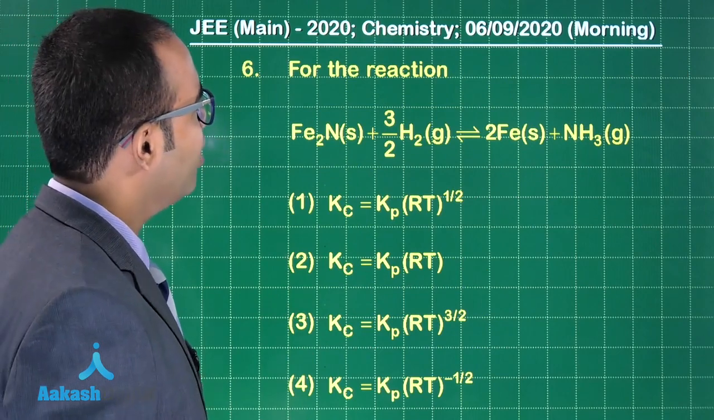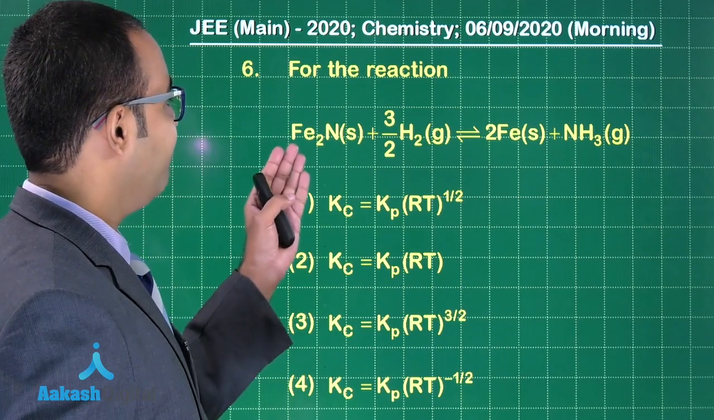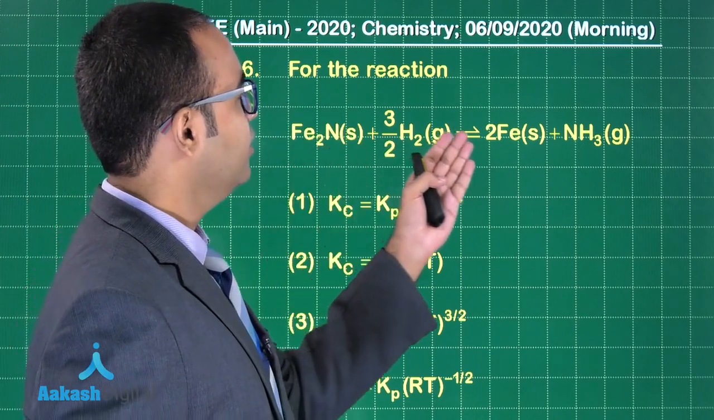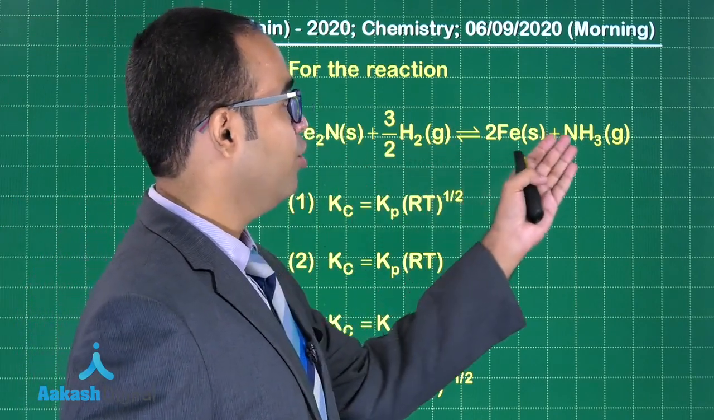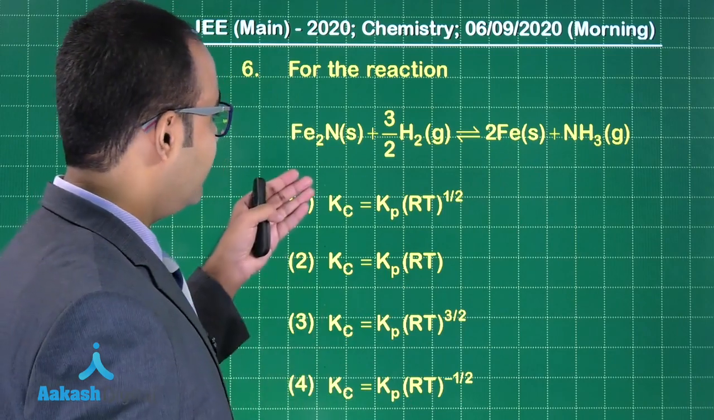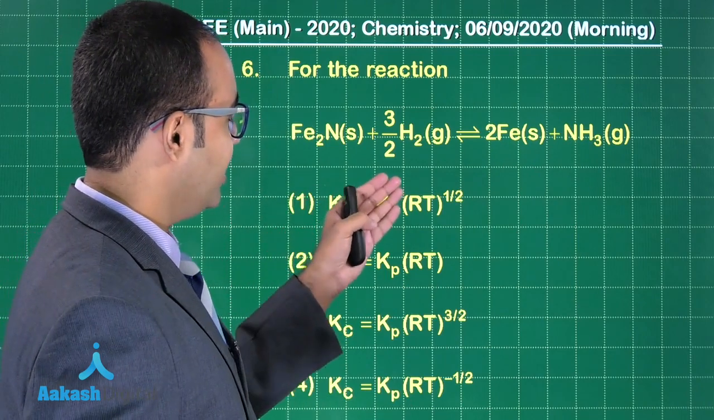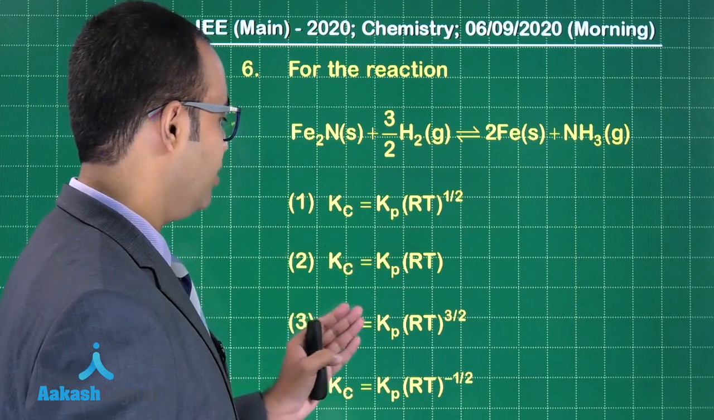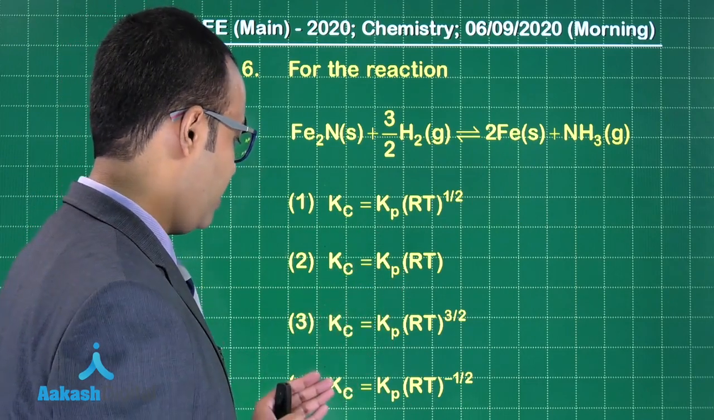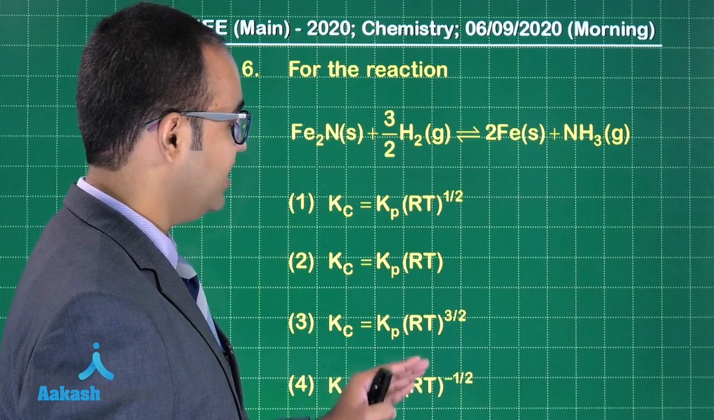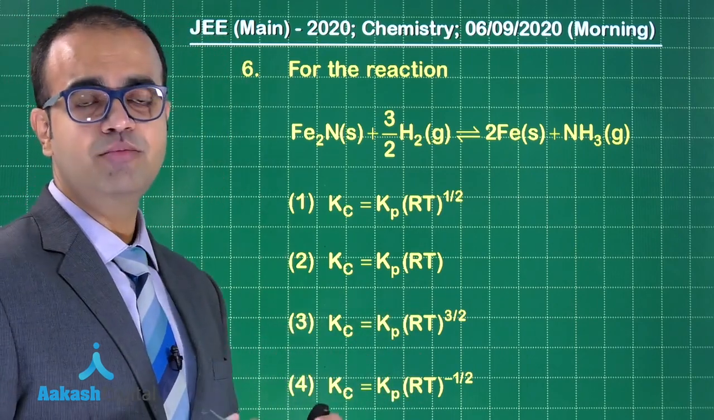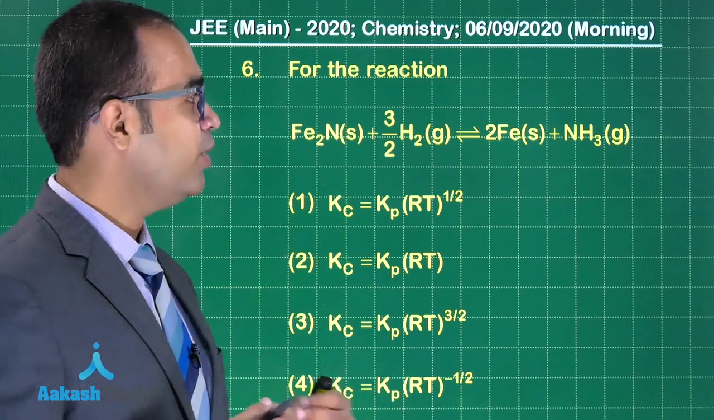For the reaction Fe2N solid plus 3/2 H2 gas gives 2 Fe solid plus ammonia gas, the options are: Kc is equal to Kp into RT raised to half, Kc is equal to Kp into RT, Kc is equal to Kp into RT raised to 3/2, Kc is equal to Kp into RT raised to minus half. So here we have to find the relation between Kc and Kp.